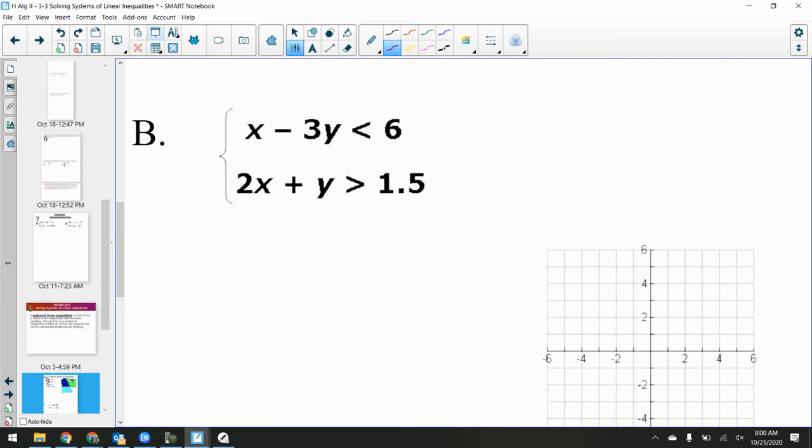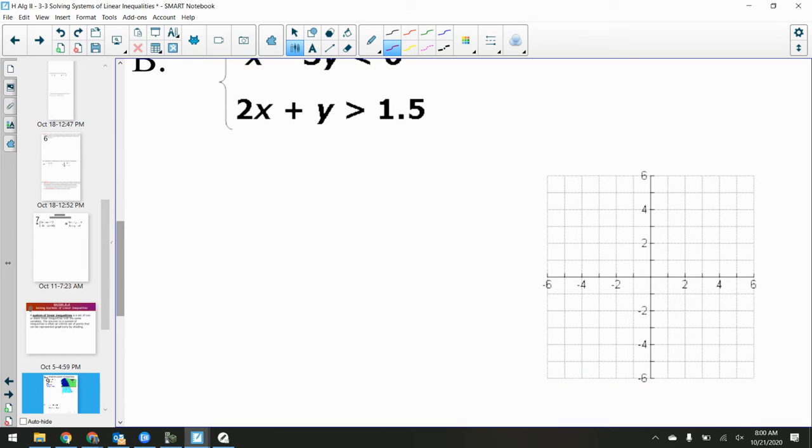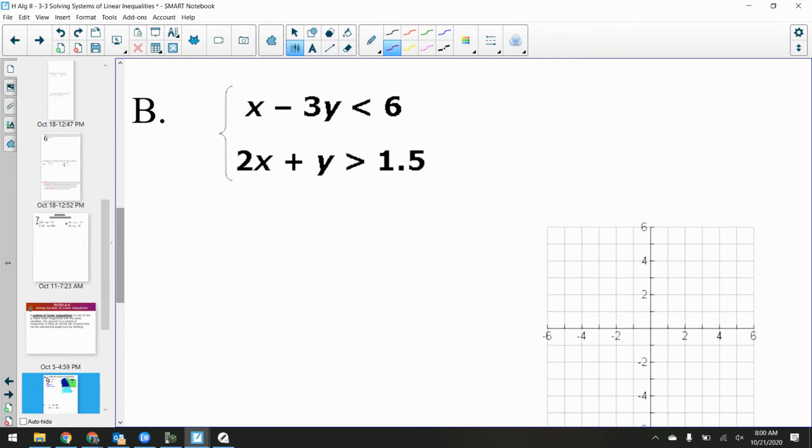Okay. We'll do this one together. Because what do I have to do first? Got to put them in slope-intercept form, right? I got to manipulate them into slope-intercept form.